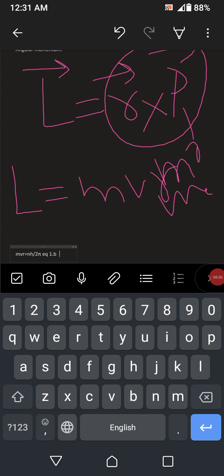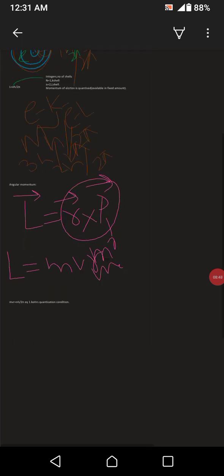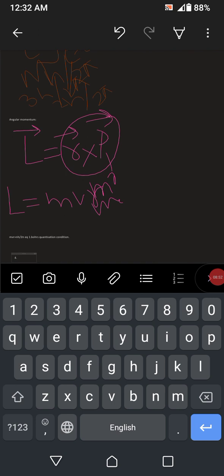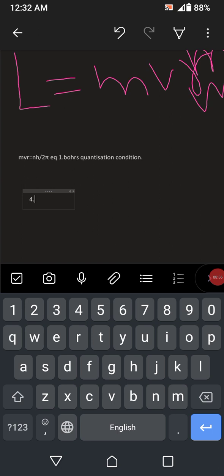and it is representing Bohr's quantization condition. These were the starting three postulates of the Bohr atomic theory. I'm going to discuss the fourth one, Bohr's postulate. He said that while revolving, the electrostatic force between the electron and nucleus provides centripetal force.